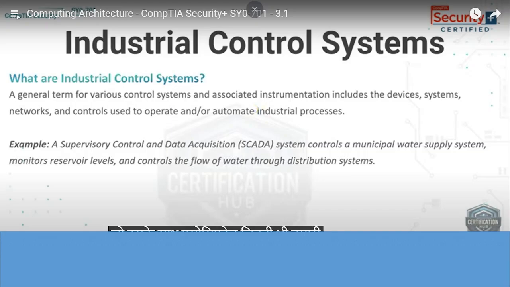This is related to the industrial control system, ICS. What is an industrial control system? Now let's pivot to industrial control systems. These are computing systems used to monitor and control industrial processes, from power plants to water treatment facilities.